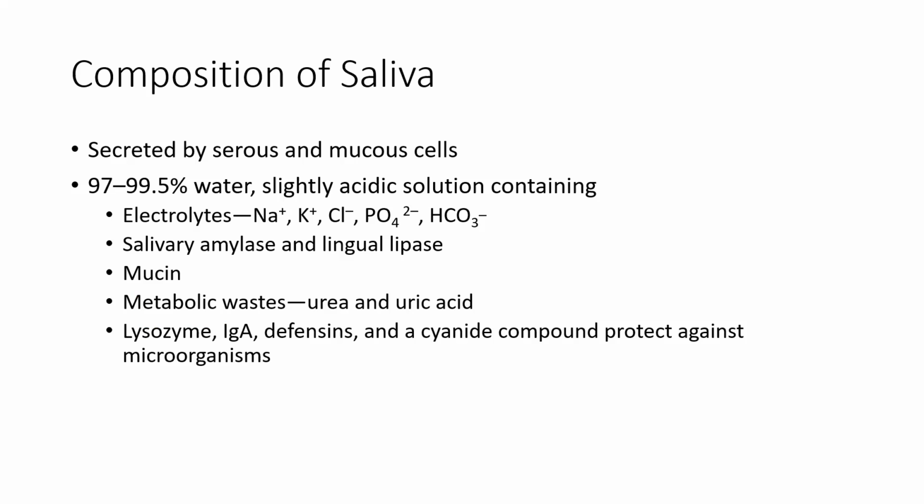We also have protection against pathogens. We have lysozyme. It's an enzyme that attacks bacteria. We have the presence of antibodies, what we call the IgA antibodies. They're sort of like a first line of defense antibody, sort of a non-specific antibody that'll go out and kill anything. We have defensins. These are mechanisms to destroy bacterial cells. We even produce cyanide to kill other pathogens. So we have a lot going on inside our mouth to protect us from food coming in.